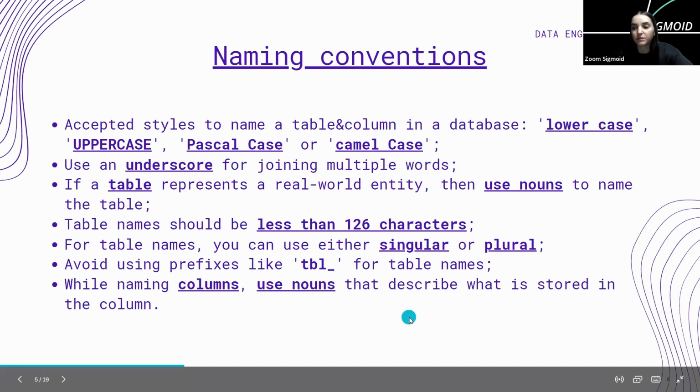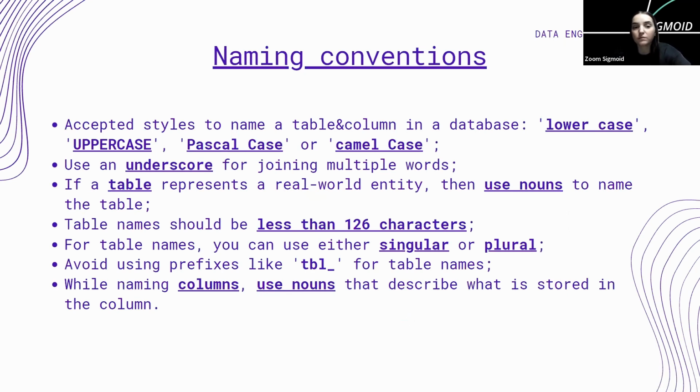There are a few commonly accepted styles to name a table or a column in a database. It can be lowercase, it can be uppercase. You can use Pascal case or camel case. Avoid using spaces between words for table names and columns, as they will require square brackets and confuse scripts and procedures. Instead, use an underscore for joining multiple words. If a table represents a real world entity, use nouns to name the table.